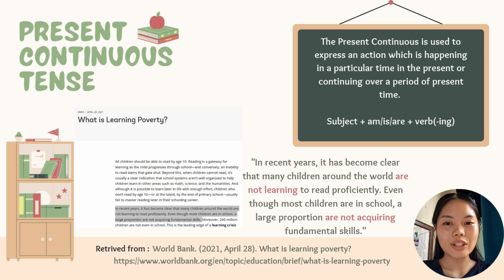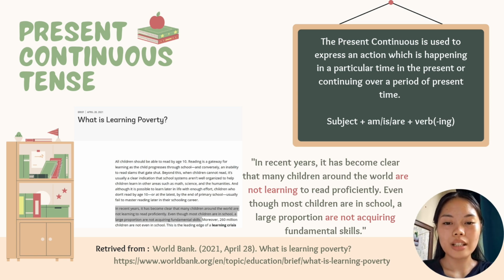Next, let's continue on present continuous tense. The present continuous is used to express an action which is happening at a particular time in the present or continuing over a period of present time. The formula is subject plus am or is or are plus verb ing.